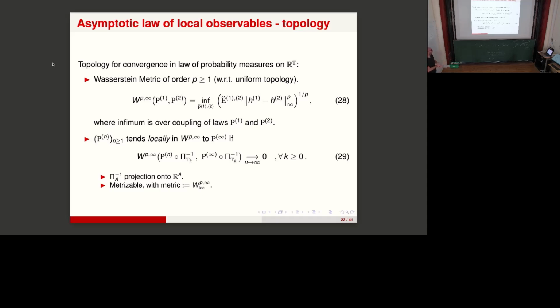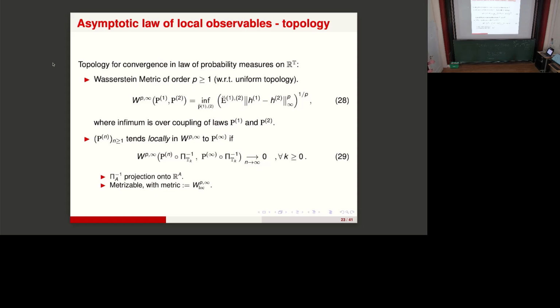So, for the sake of comparing the law of 2 quantities with diverging fluctuations, it's not good to use. It's meaningless to use the Prokhorov metric, and we're going to use a stronger metric for weak convergence, which is the Wasserstein metric of order p. Let me just remind you what it is.